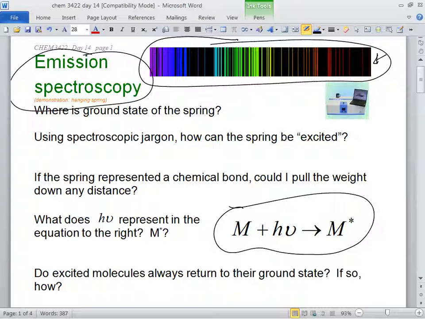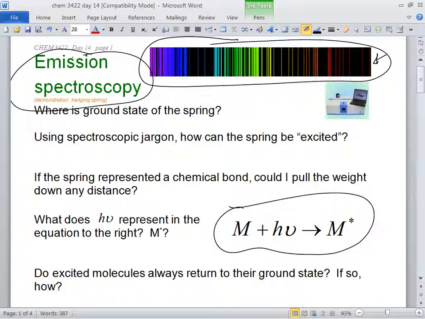H nu. Now, this really isn't a V. We're supposed to call it nu, right? Frequency. H nu is the energy of a photon. There's the P. Photon. My non-PChemmer is getting all the answers here. The energy of a photon.